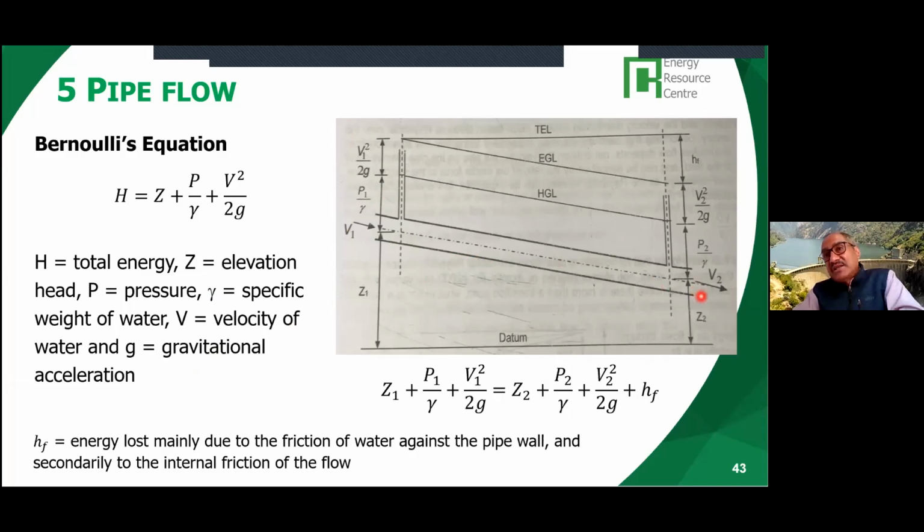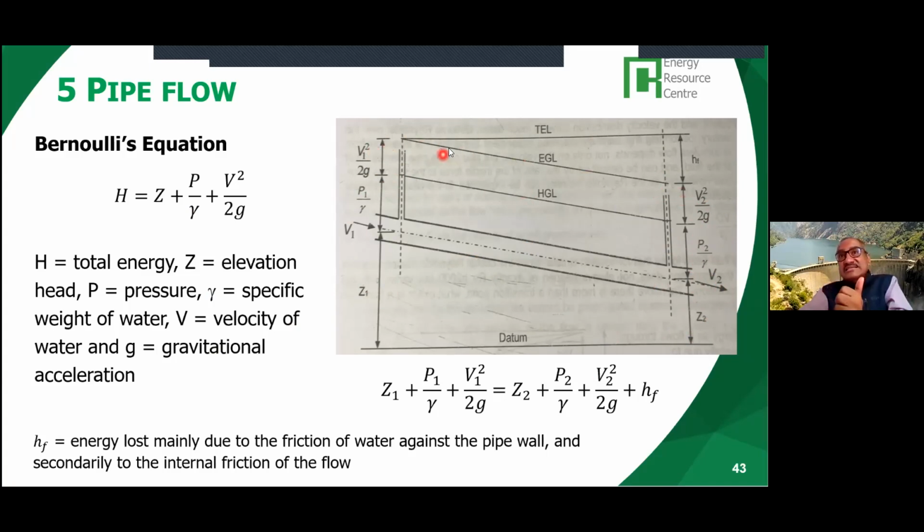At another point downstream at Z2, the total energy is equal to Z2 plus P2 over gamma plus V2 square over 2g. And the energy line consists of Z1, P by gamma, the potential energy, plus the velocity energy.